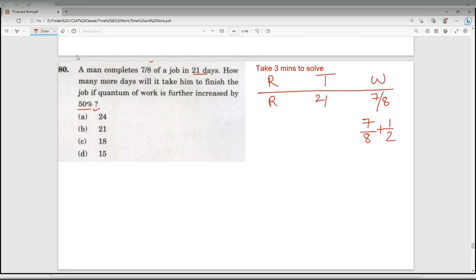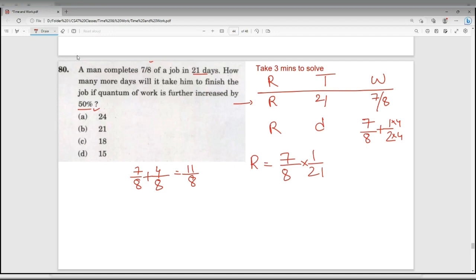And then you would have to do it at the same rate, and they are asking how many days it will take to do this work. So this is 7/8 plus, I would multiply 1/2 by 4 in numerator and denominator. This is 4/8. It is equal to 11/8. So from here, we have R is equal to 7/8 into 1/21.